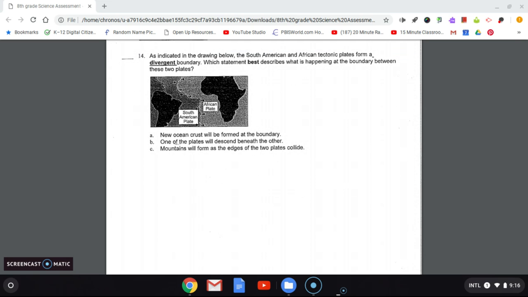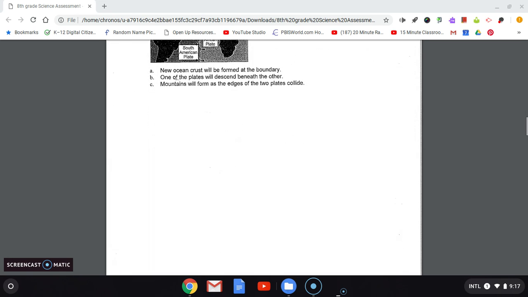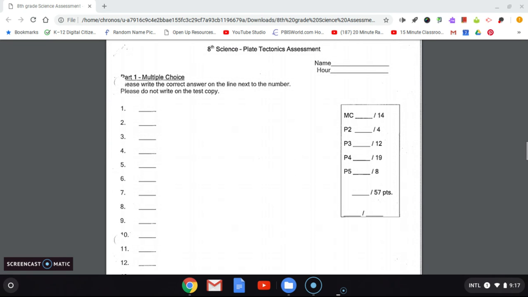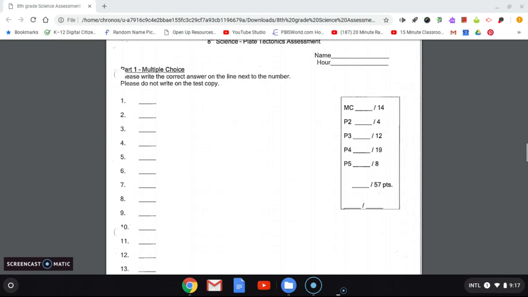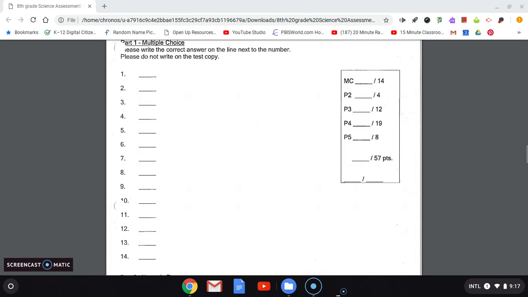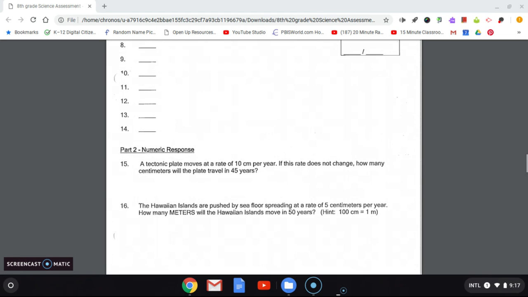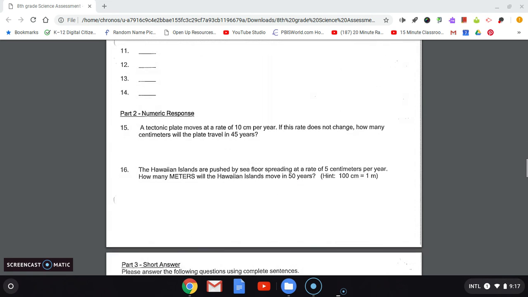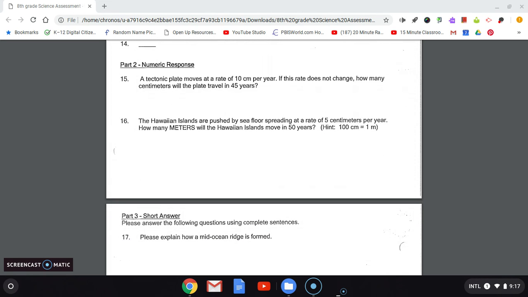Once you've answered numbers 1 through 14, you're going to go to the next page and write your answers 1 through 14 in capital letters, A, B, or C. If you use capital letters, then Mr. Mulder will not get them mixed up with other letters while he's grading. You can hit pause while you do that. Hit play when you're ready to move on to part 2, which is all short answer.